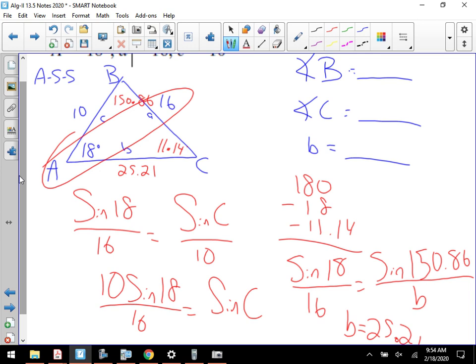How do you go from having two fractions equaling each other to being able to do that? I multiplied by 16. 16 sine of 150 and change divided by sine of 18. Just cross multiplying. Okay.